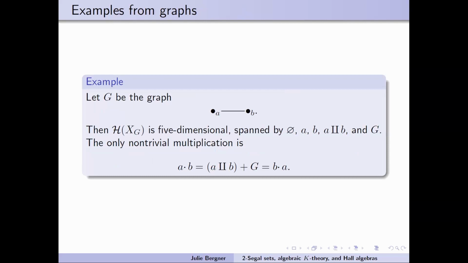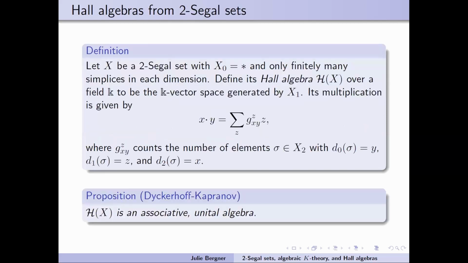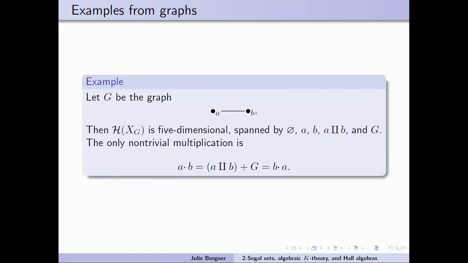As a vector space, it's 5-dimensional because we have 5 subgraphs. We have the empty one, the singletons A and B, the disjoint union of A and B, and then the whole graph. But there's only one non-trivial multiplication. Notice I can only get a non-trivial multiplication x, y if there's a two simplex where d2 is x and d0 is y. In these graph examples, that means those subgraphs have to be disjoint from each other. So the only things I can multiply are the singletons, A and B.